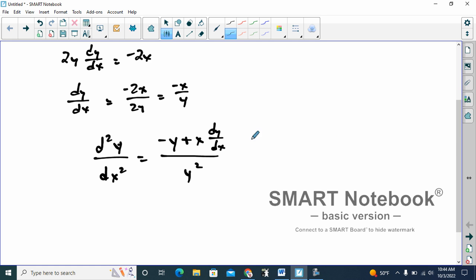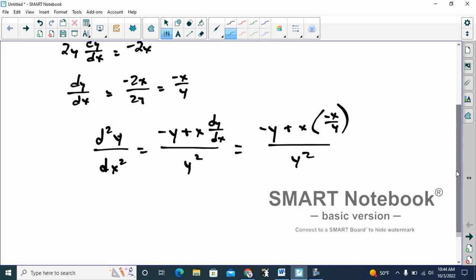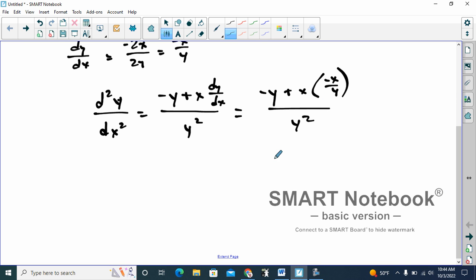We are going to replace dy dx with what dy dx is equal to. So dy dx was negative x over y. I'm plugging that in for dy dx right there. So it says negative y plus x times negative x over y, squared. And we can multiply this, negative y minus x squared over y, all over y squared.